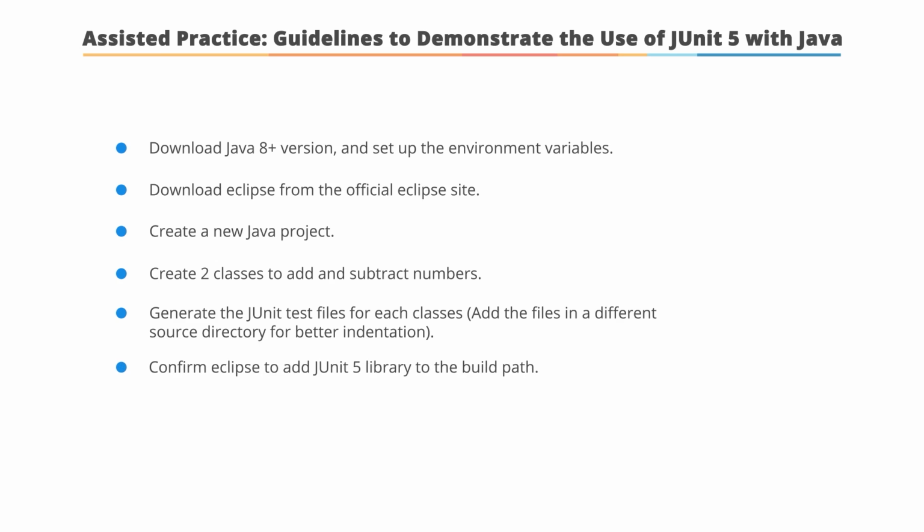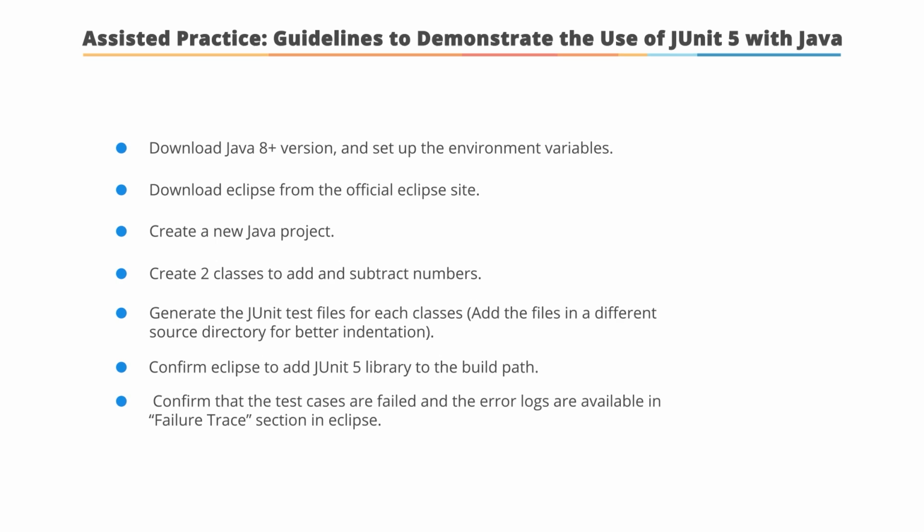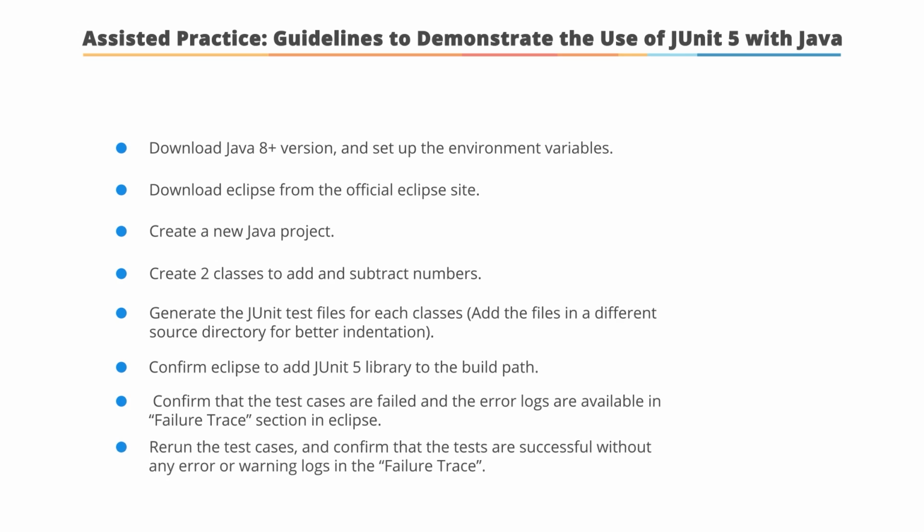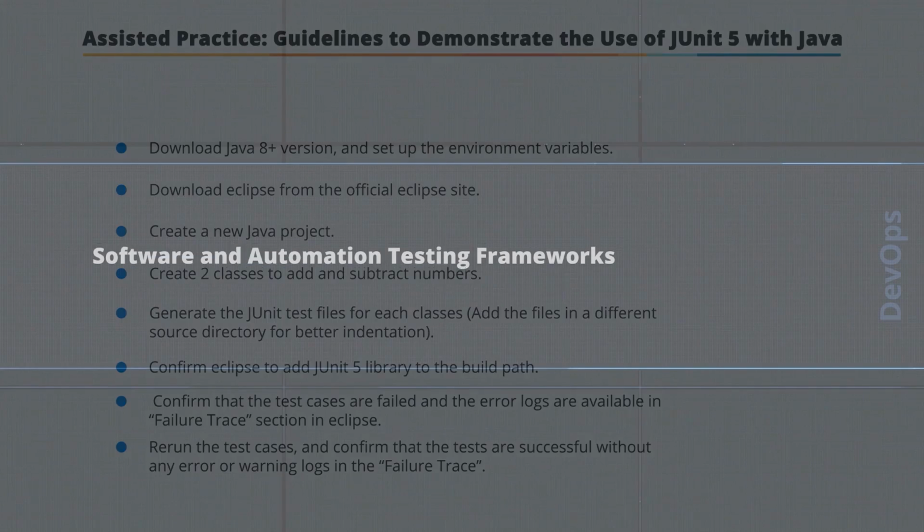Number 6, confirm that Eclipse has added the JUnit 5 library to the build path. Number 7, confirm that the test cases have failed and the error logs are available in the failure trace section in Eclipse. Number 8, rerun the test cases and confirm that the tests have run successfully without any error or warning logs in the failure trace.